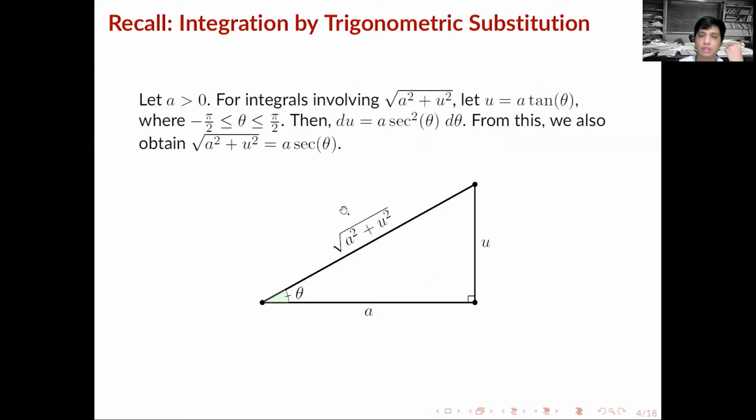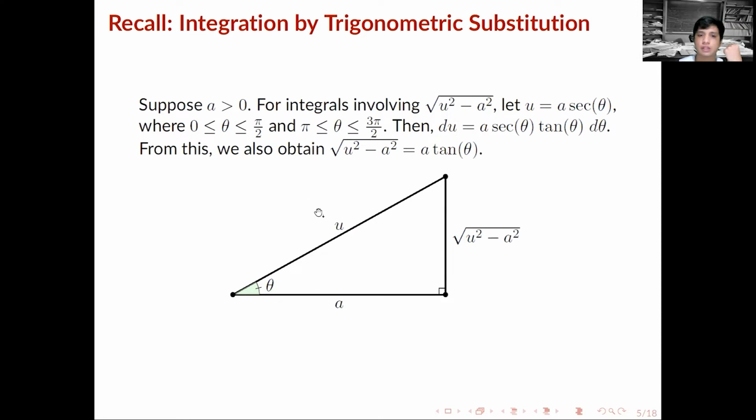Now let's move on to the second case, which is square root of a squared plus u squared. And again, for all positive a, let u equal a tangent theta, where the values of theta lie within this domain. Then we take the derivative of a tangent theta to obtain a secant squared theta d theta. And we will substitute again a tangent theta for the variable u and obtain a secant theta. The corresponding triangle for this case is this one.